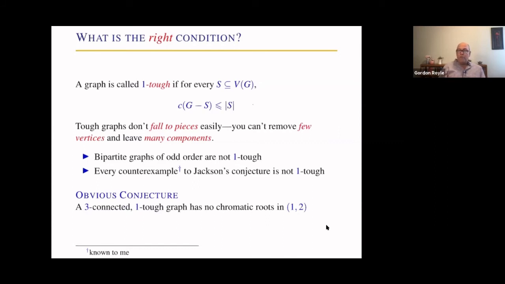I'm going to call a graph 1-tough if whenever you take away S vertices, you have at most S components left over. So the graph is tough means it doesn't fall to pieces very easily. You can't remove a small number of things and have lots of components left over. Bipartite graphs of odd order are not 1-tough. Every counterexample to Jackson's conjecture is not 1-tough. So my conjecture, actually this was with Fengming Dong and co, is that a 3-connected 1-tough graph has no chromatic roots in (1, 2).